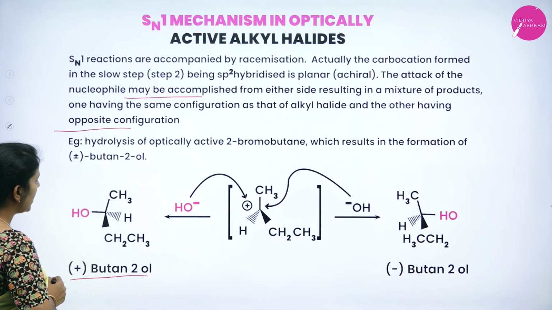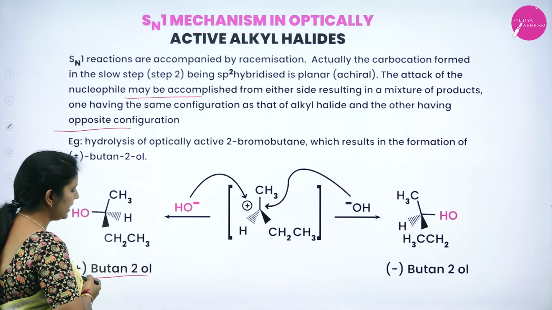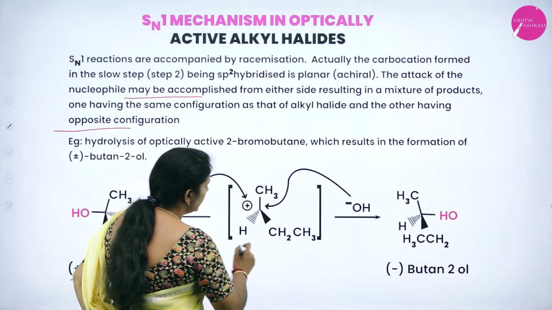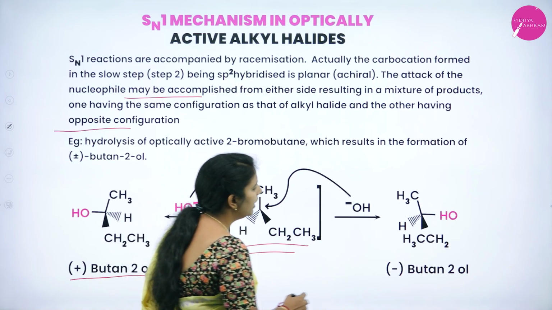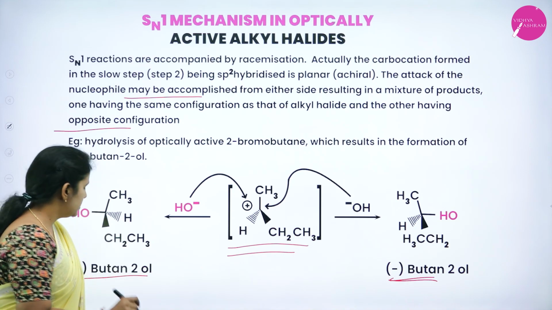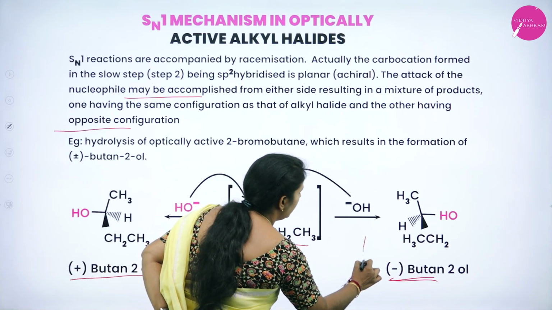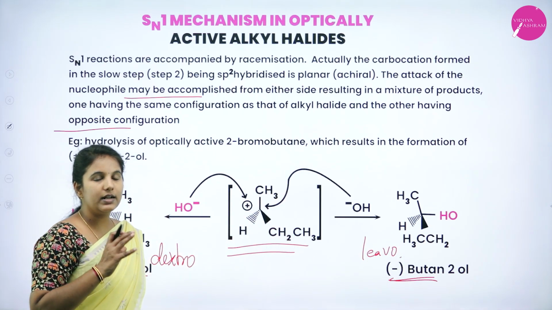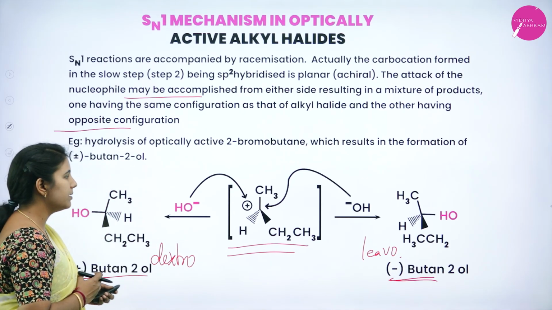So this is an example of +2-butanol, where the nucleophile comes and attacks. What does it form? It forms a transition state. So this is a transition state, and thereby it forms -2-butanol too. So this is dextrorotatory and this is levorotatory. Okay, so this indicates that racemization takes place in the SN1 reaction mechanism.